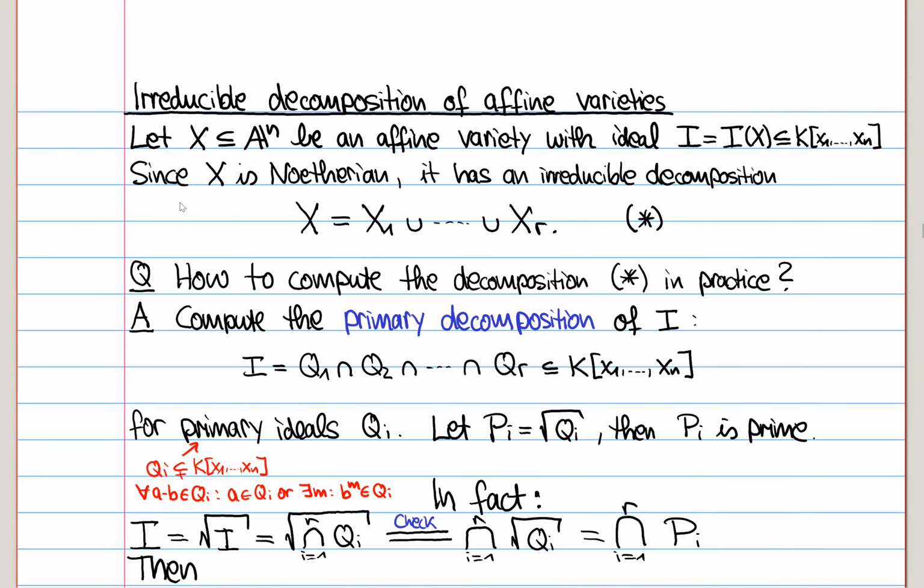Last time we saw that when X is a Noetherian topological space, it has an irreducible decomposition, can be written as a union of closed irreducible subsets. And now we want to get back from this general setting to the setting of affine varieties. So when X is such an affine variety, and it is described by the ideal I inside this polynomial ring, then the concrete question you can ask is, how do you actually compute this decomposition in practice?